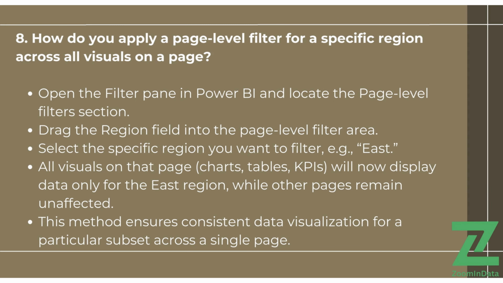Eighth question. How do you apply a page-level filter for a specific region across all visuals on a page? Open the Filter pane in Power BI and locate the Page Level Filters section. Drag the region field into the Page Level Filter area. Select the specific region you want to filter, e.g., East.